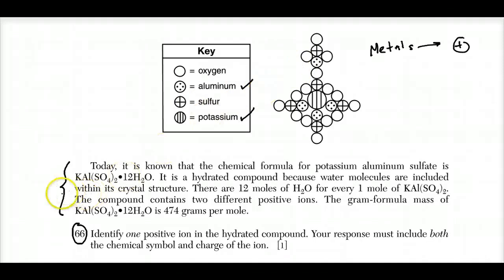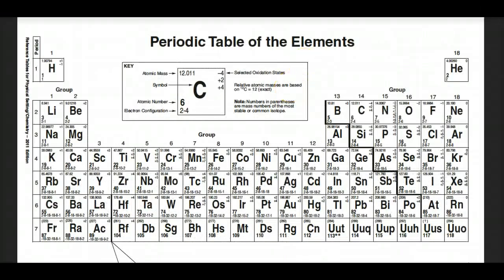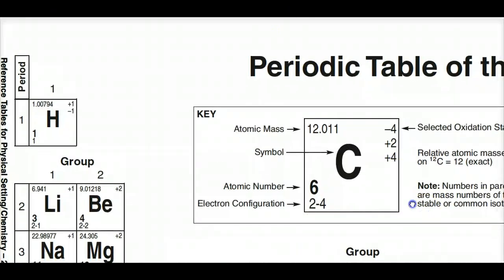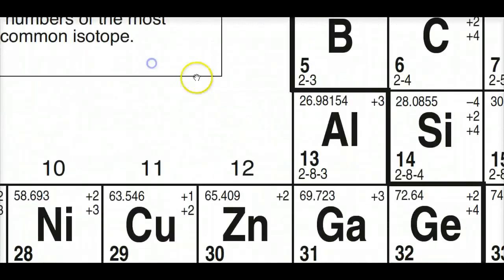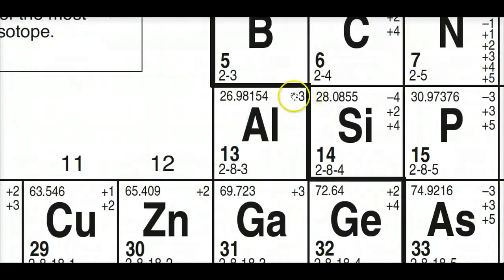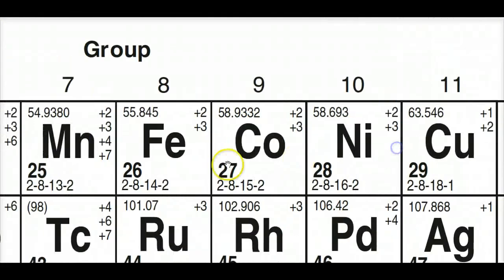So if they're involved in this structure, they're not zero, right? Elements by themselves are zero. So if they're bonded to something, they have to have an oxidation state other than zero, and it will be positive. If you're not sure, let's go to the reference table. Let's go find aluminum. Aluminum's right here. What charge does it like to become? And it is +3.